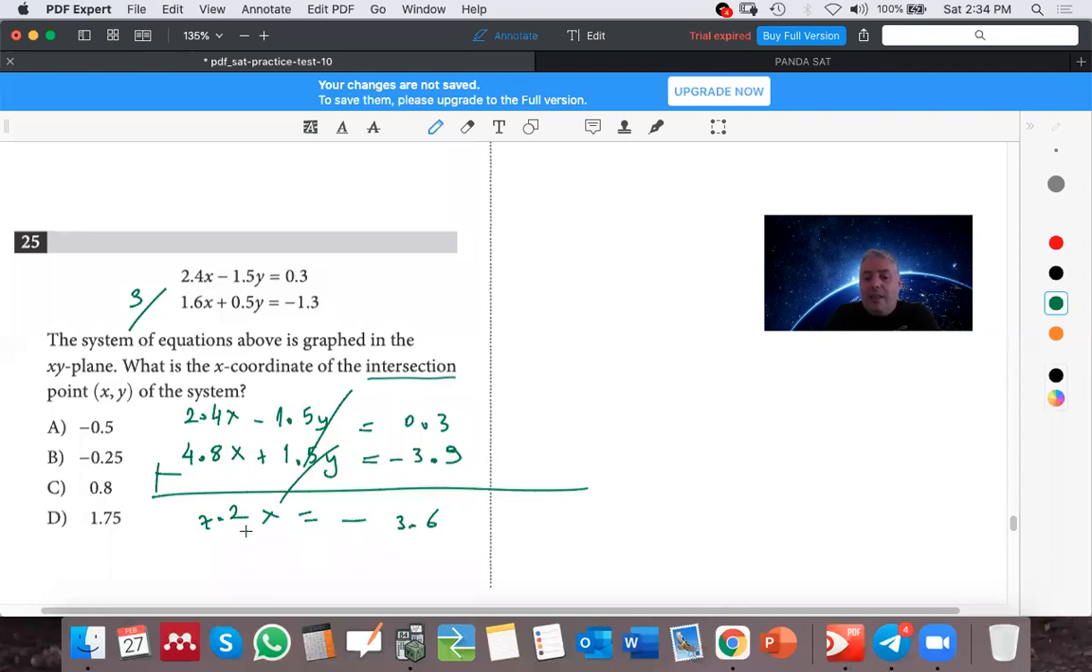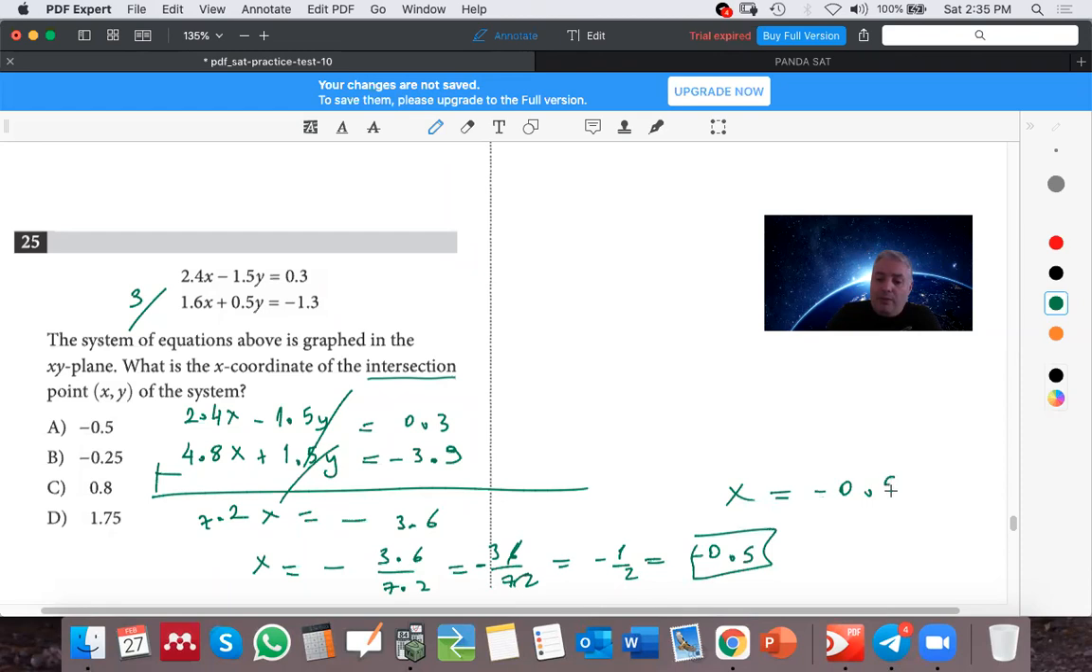And then x will be negative 3.6 over 7.2. Multiply by 10, 36 divided by 72. And then if you simplify, negative 1 over 2, which is negative 0.5. Now, negative 0.5 is x. What is my question? What is the x coordinate of the intersection? Finished. No need to find y. Why? Intersection is a point like x comma y. My question is to find the x coordinate. So the x coordinate is negative 0.5.